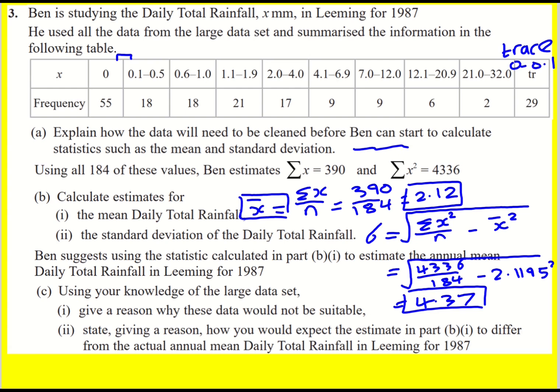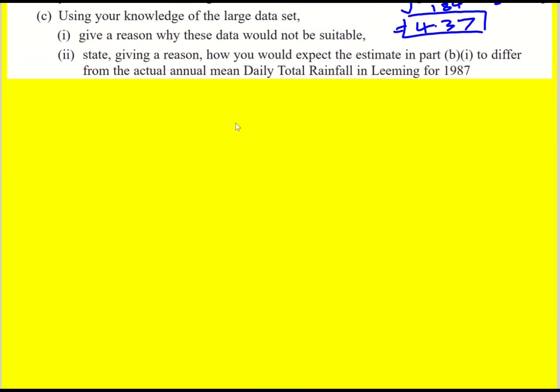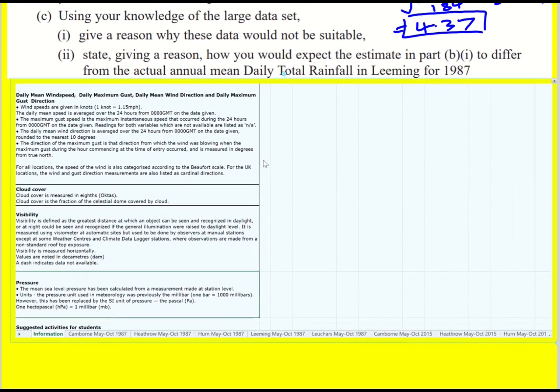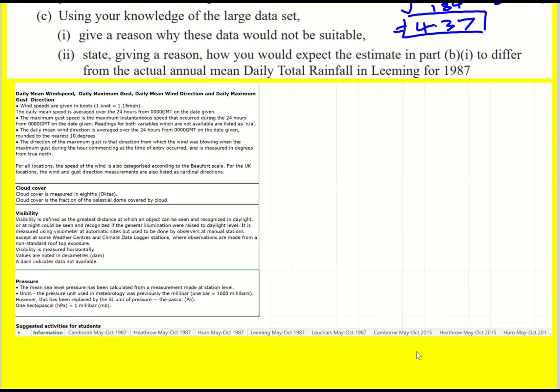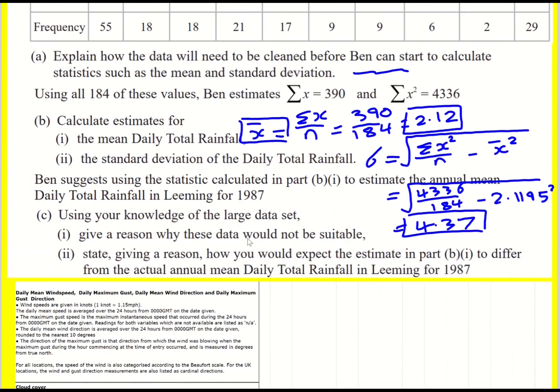Ben suggests using the statistic calculated in B part 1 to estimate the annual mean for the daily total rainfall in Liming for 1987. Using a knowledge of the large data set, give a reason why this is not suitable. So this is where you have to study the large data set. I mean, it's going to be hard to make a guess from it. But this is the front page, the first page in the large data set. Different towns, including Liming, but the data is only from May to October. And that is why it's not suitable. Only covers May to October.